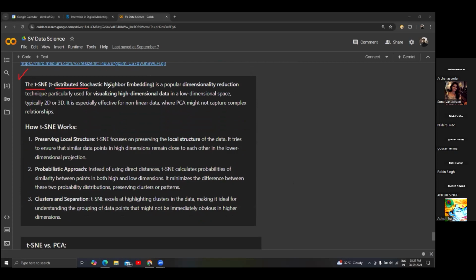t-SNE is a popular dimensionality reduction technique, particularly used for visualizing high dimensional data. See, it is the same as PCA. In a low dimension space, typically 3D or 2D, it's especially effective for non-linear data, where PCA might not capture complex relationships. So basically, this is also for non-linear data.